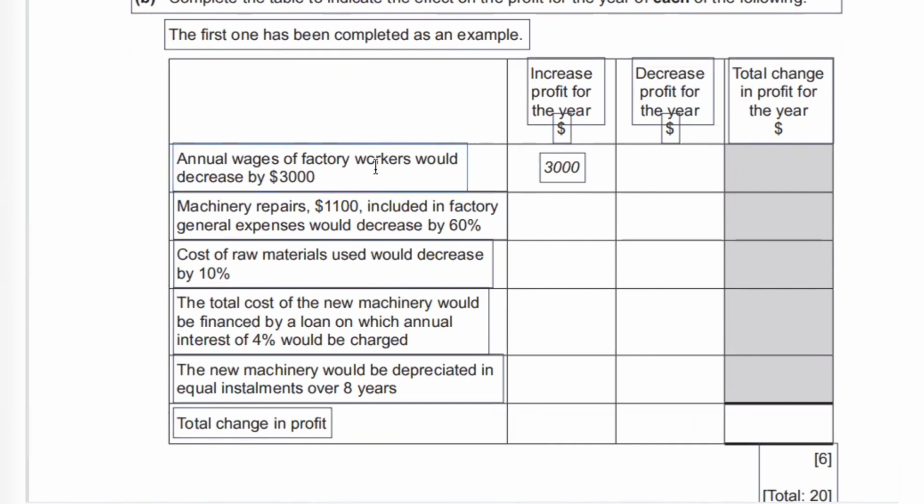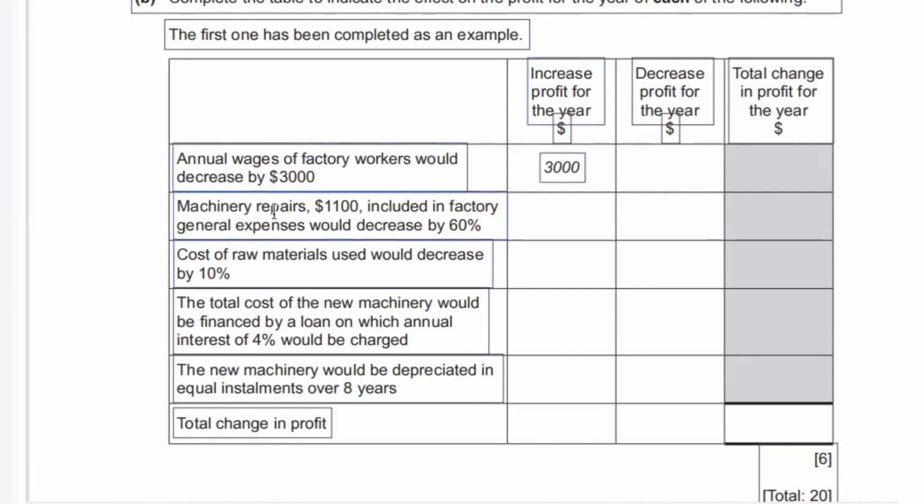Annual wages of factory workers would decrease by 3,000. As wages of factory workers go in the manufacturing account, and the cost of production will go in the cost of sales in the income statement, if the cost is increased, it will decrease the profit. As it is written, the annual wages of factory workers is decreased, so there will be an increase in profit. As cost is decreased, the profit will increase. So it will come under the increased profit for the year.